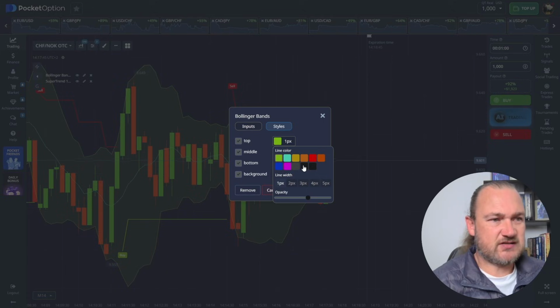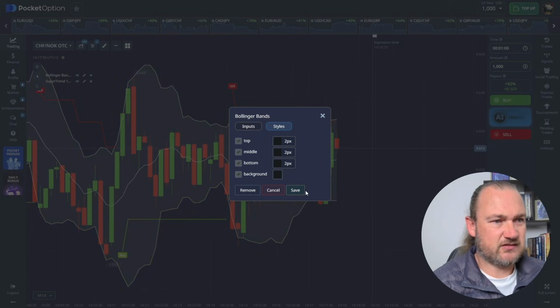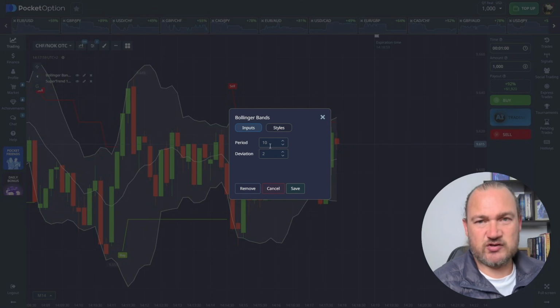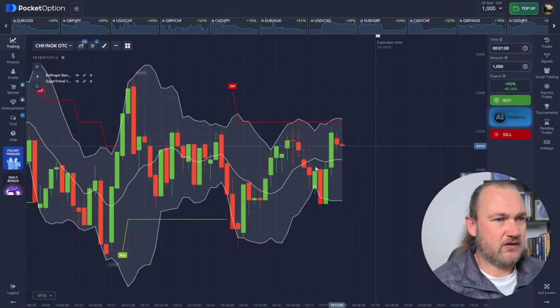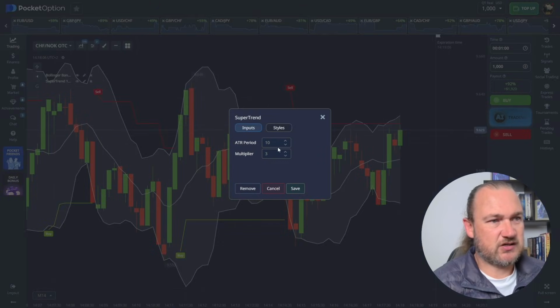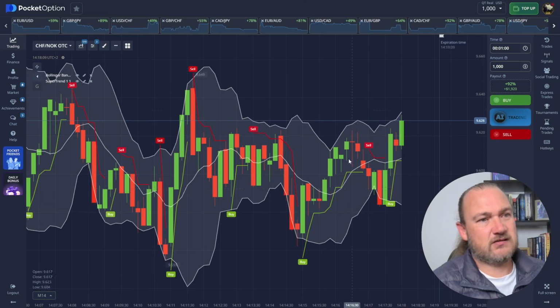Next up, I'm going to change the style. You don't have to do this. It's just something I like to do. It makes it more visible for me. So we're going to change the style just a little bit, but this is not necessary. Just make sure that your period is set to 10 and your deviation is set to 2. There we go. Next up, we're going to change the values of the SuperTrend indicator. We're going to make both of these 1, like this.